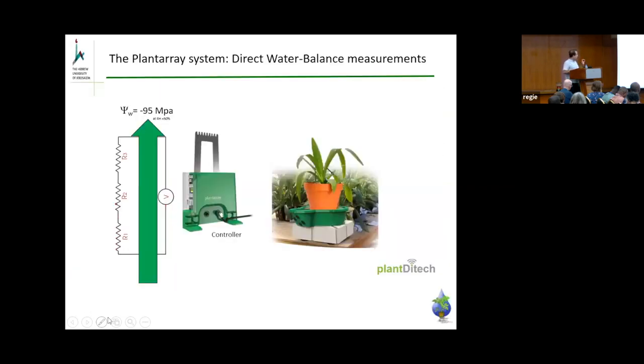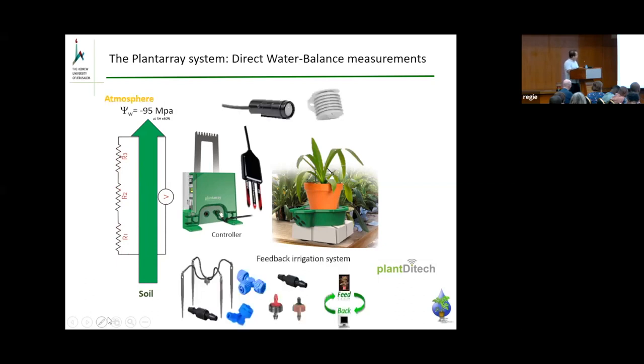Again, what we did, we control the irrigation based on the lysimeter system. Each plant was measured for soil water content, the VPD above it and the light. And of course, it was irrigated based on its own transpiration. So we could really control the drought.